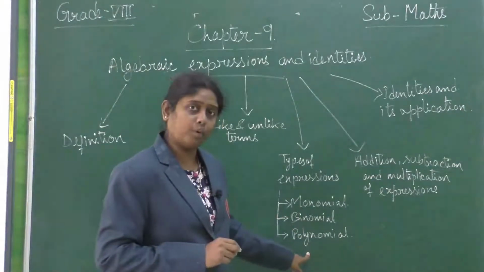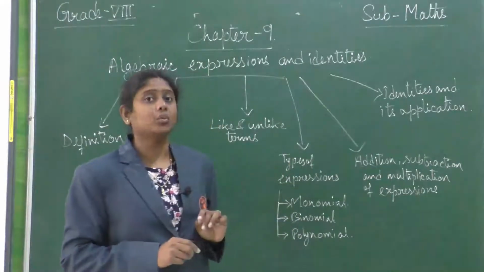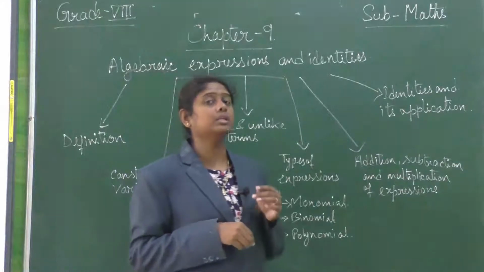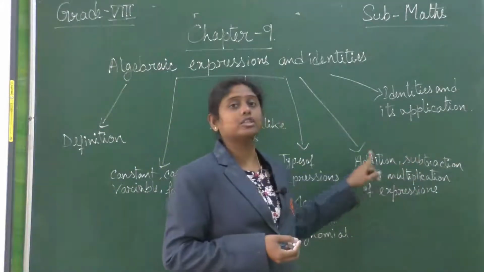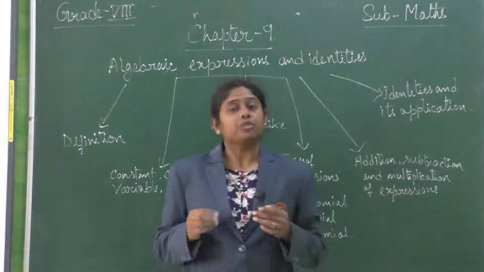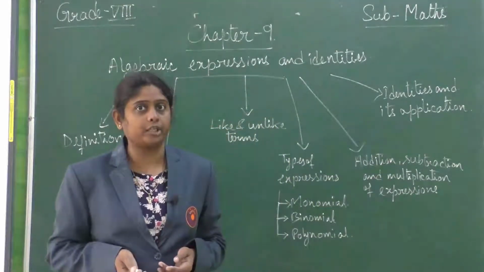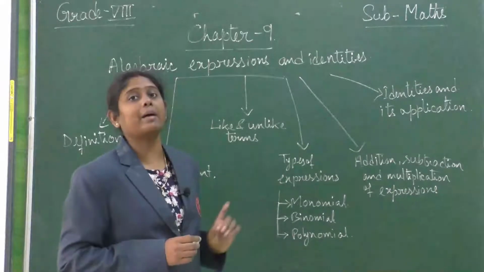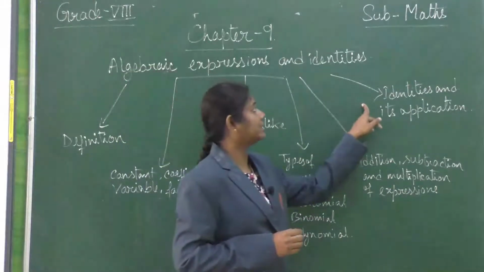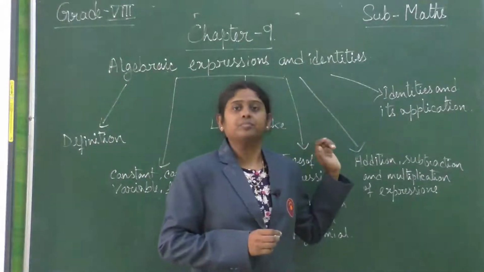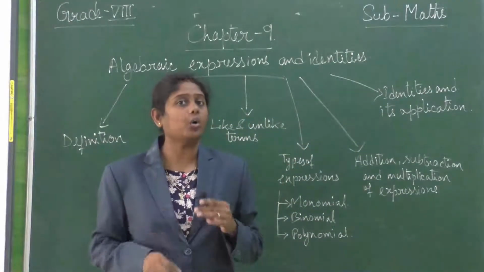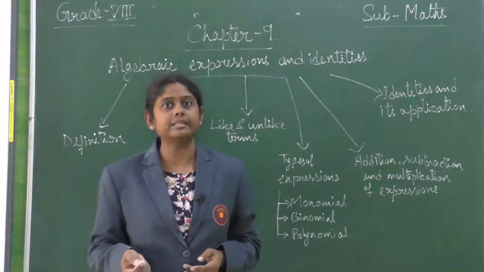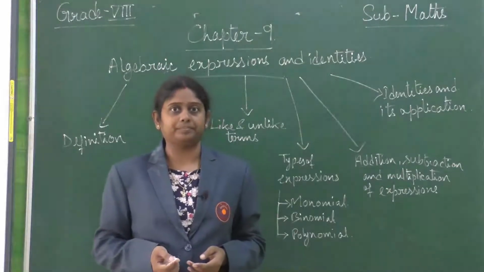binomial and polynomial. Next we have learned how to do the operations such as additions, subtractions and multiplications for algebraic expressions. Last we have learned in this chapter the identities. Means first we learn the identities, then we learn how to apply the identities to problems.